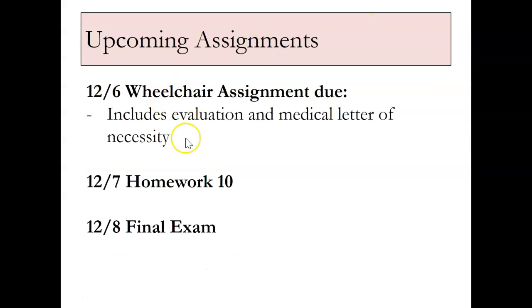And then what's coming up, the wheelchair assignment. Don't forget the medical letter of necessity. Some people are forgetting that. That's part of the assignment. It's all there in the description. There's even an example posted in Canvas. So do that by 12/6, the homework we just talked about by 12/7, and the exam on 12/8, and then you're done with this class.